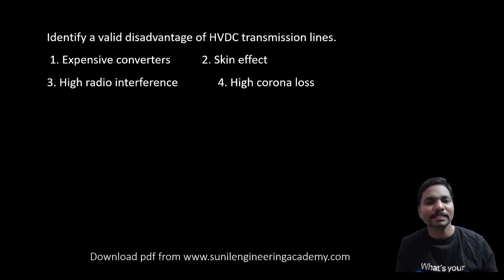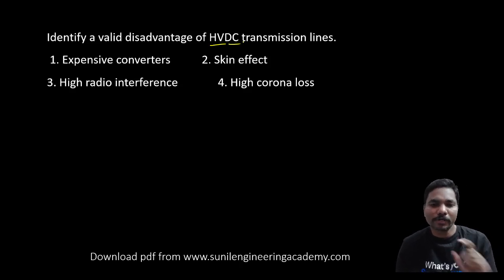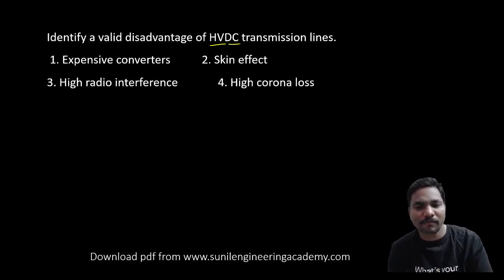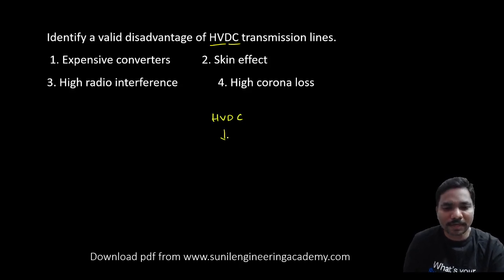Identify a valid disadvantage of HVDC transmission line. You know very well, high voltage DC transmission line. If you are using the AC transmission line for very high power, then we will get more losses. So more losses are introduced in the system. To reduce that, we are going to use HVDC. Here in HVDC, how are we transmitting?